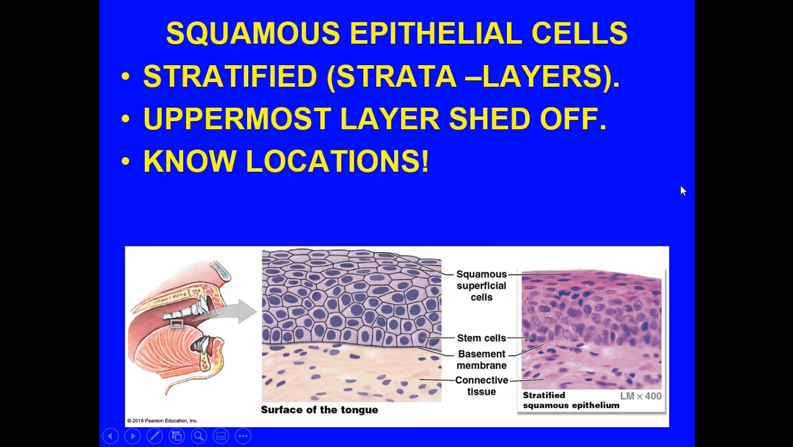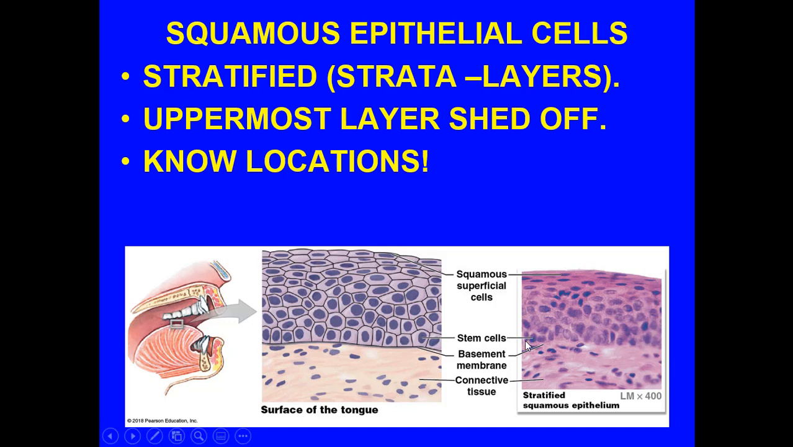But squamous epithelial cells, now, when we talk about the stratified, this is where the uppermost layers are shed off, and you want to know where some of the locations are, for example, in the cheek, on the surface of the tongue, etc. Here's an example of this, the stratified squamous epithelium, light microscopy 4000. You see here is all the stem cells. Now, stem cells are basically the cells that go through mitosis to replace cells above them, okay?